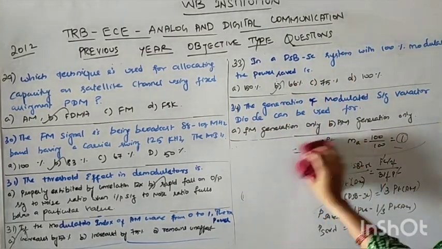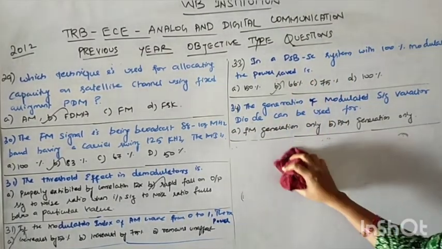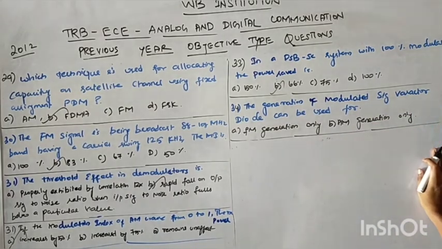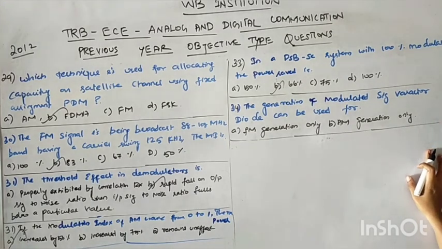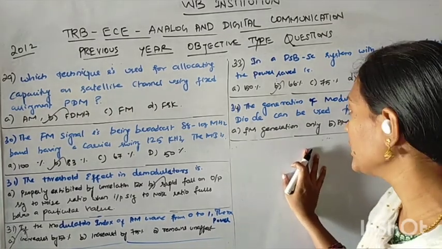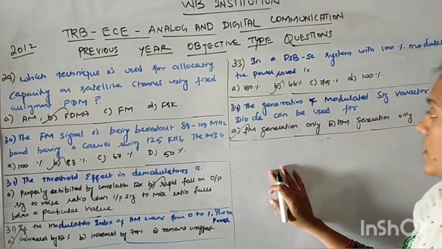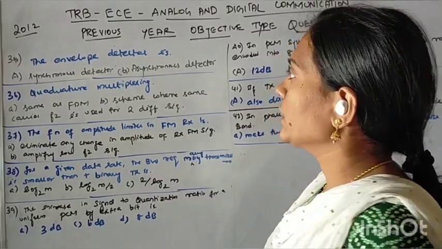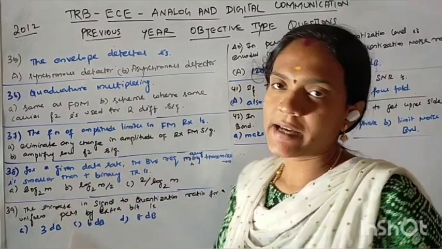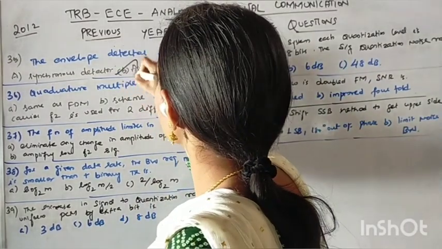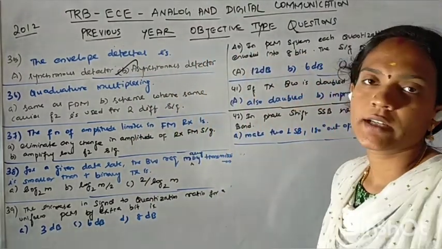Next question, look. The generation of the modulated signal: varactor diode can be used for, this is a direct question. Varactor diode is used to generate FM generation only. So option A is the correct answer. Next question: the envelope detector is, this is a direct question, an asynchronous detector. So option B is the correct answer.